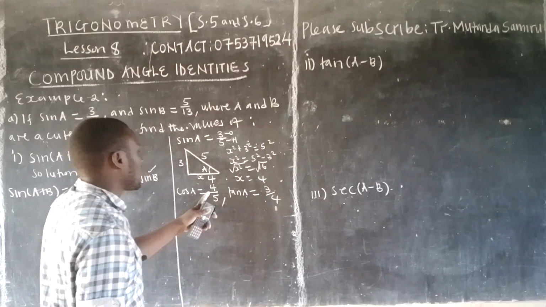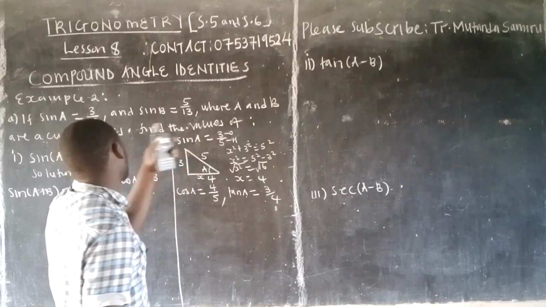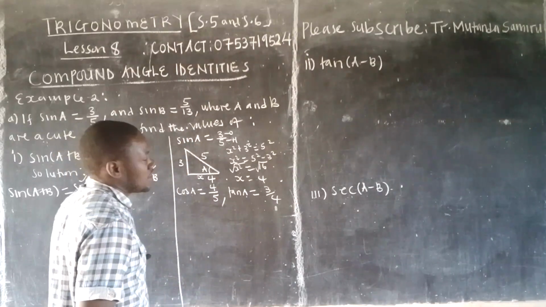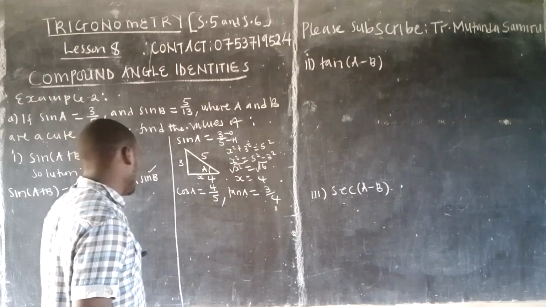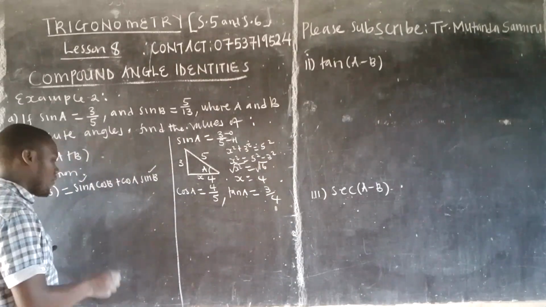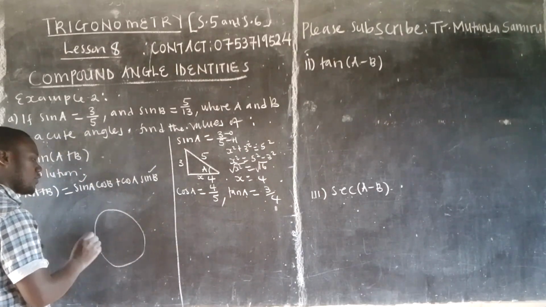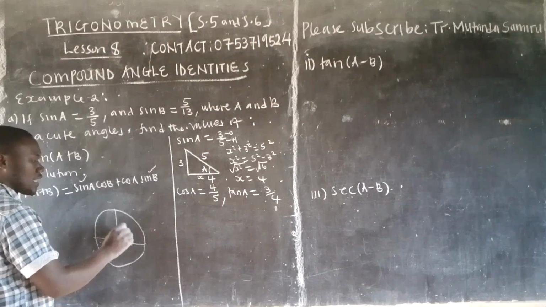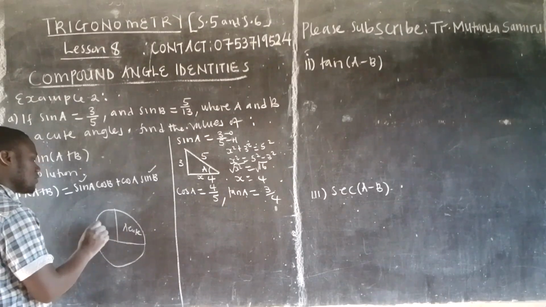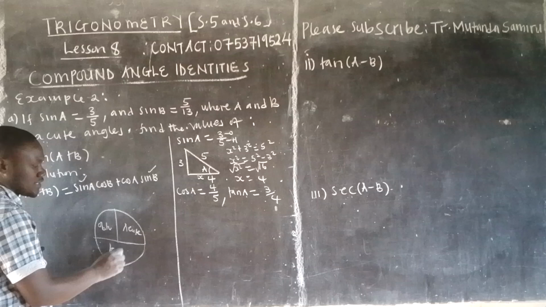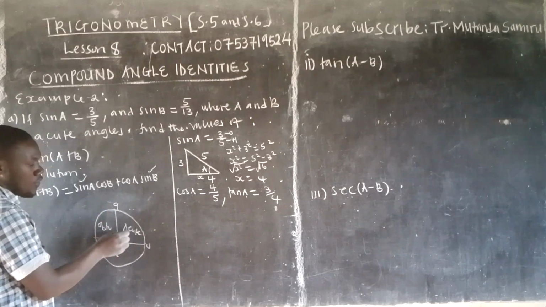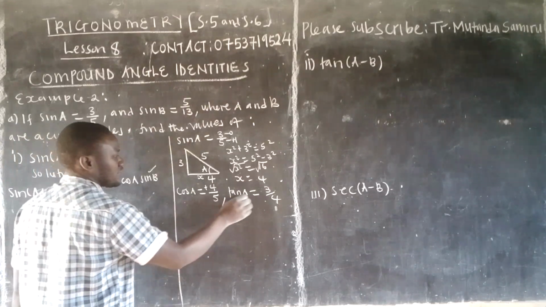Then I want to see whether I put a negative or not. They are in which quadrant? They are acute. Acute means this. This was acute, you can remember that. This one was obtuse, and this was reflex. So from 0 to 90 degrees, they are all positive.